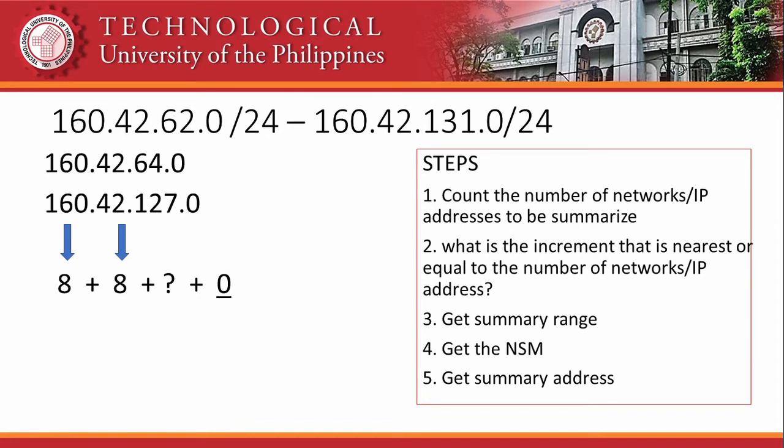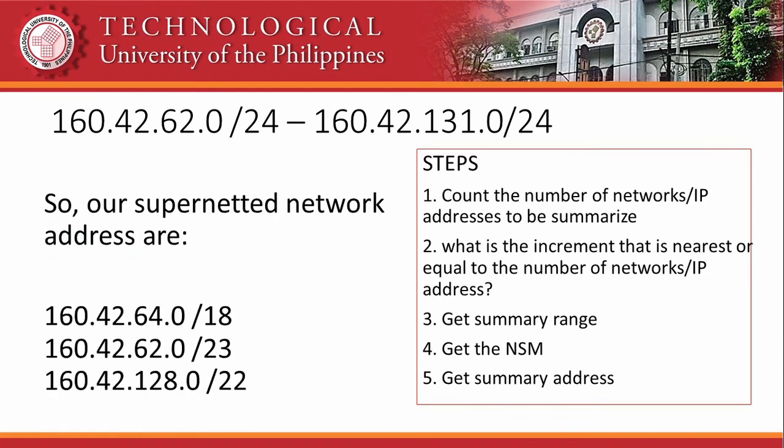Tignan mo yung step number 2 mo is saang bit nag-increment. Count all the remaining bits to the left. Tapos, yung total bits na yon i-add mo sa mga 8 na nakuha mo sa mga octet na may pareho na value. So, 8 plus 8 plus 2 is equals to slash 18. So, our new subnet mask is slash 18.